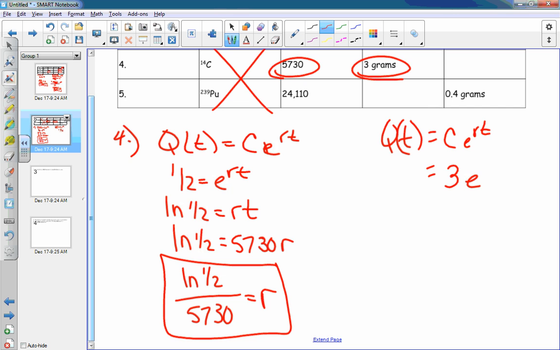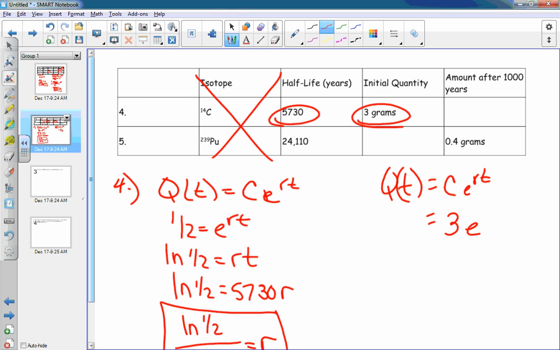I know it's going to be in there for how long? It's going to be in there for 1,000 years. I'm going to have this rate, which is going to go right there, and I'm going to times that by 1,000, and that's going to give you the amount that you're going to have left after 1,000 years. Okay? Do we all understand that? Yes or no? The isotope problems are not that bad.